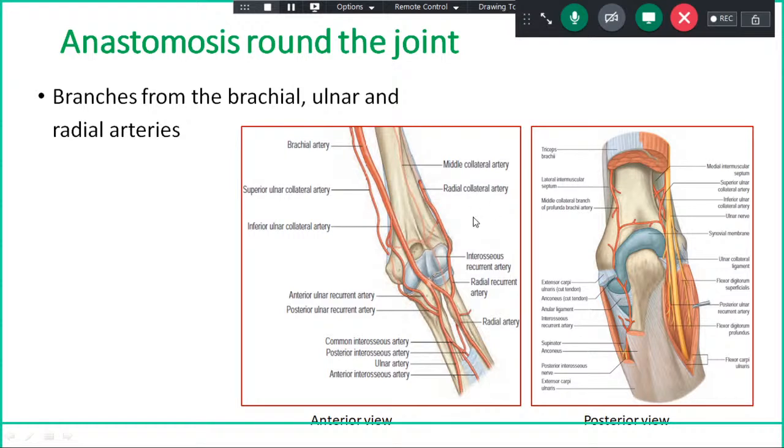On the radial side, the radial recurrent artery will anastomose with the radial collateral artery, which comes from the profunda brachii artery, a branch of the brachial artery. So where would you find this profunda brachii artery? The brachial artery is over here, so where would the profunda brachii be? In the radial groove, on the posterior aspect. That's why you can see this radial collateral artery piercing the lateral intermuscular septum. Okay.